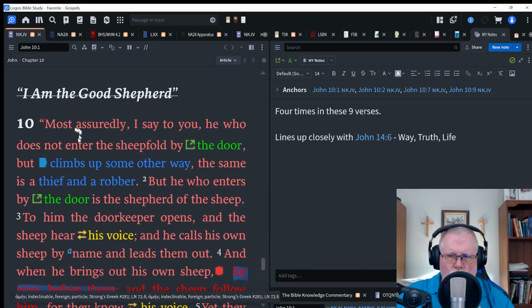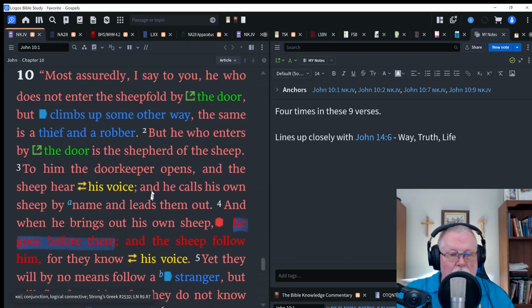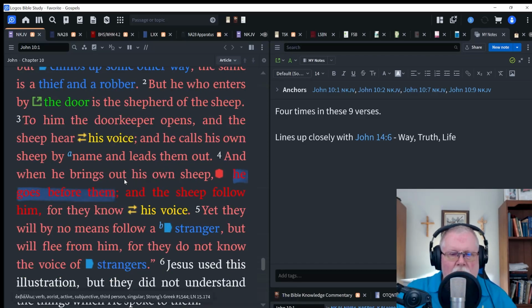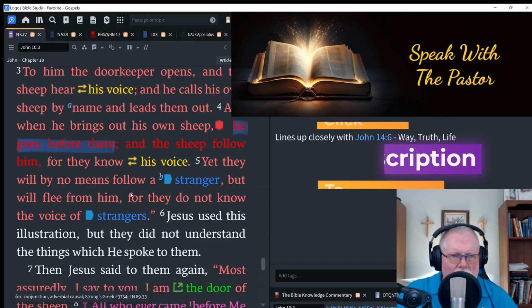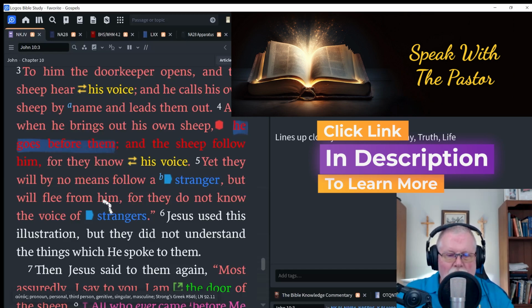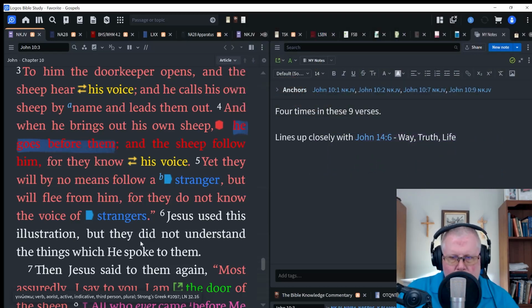Most assuredly, I say to you, he who does not enter the sheepfold by the door, but climbs up some other way, the same is a thief and a robber. But he who enters by the door is the shepherd of the sheep. To him the doorkeeper opens, and the sheep hear his voice, and he calls his own sheep by name and leads them out. And when he brings out his own sheep, he goes before them, and the sheep follow him, for they know his voice. Yet they will by no means follow a stranger, but will flee from him, for they do not know the voice of strangers. Jesus used this illustration, but they did not understand the things which he spoke to them.